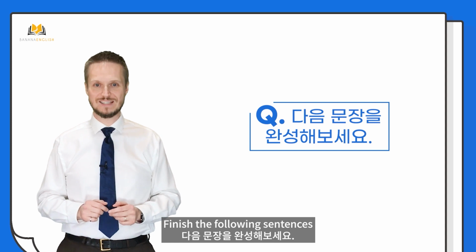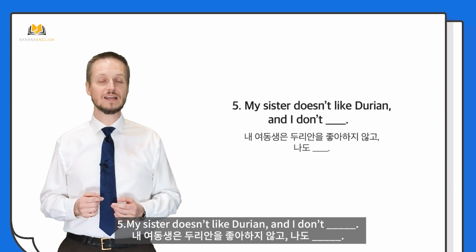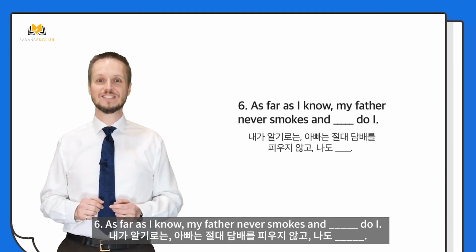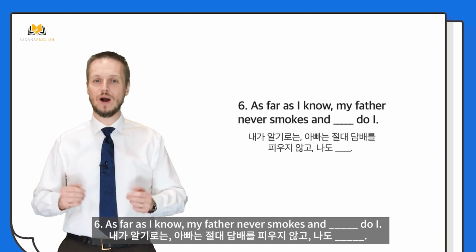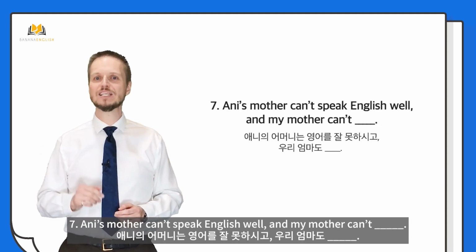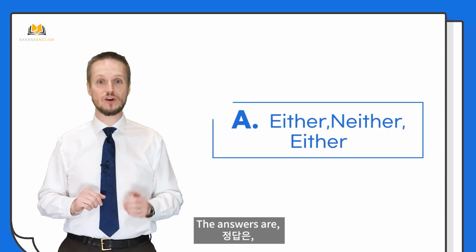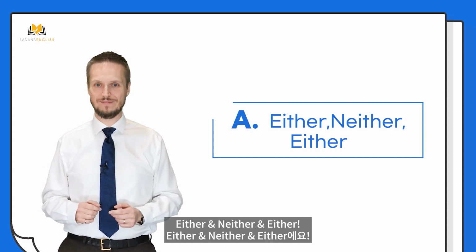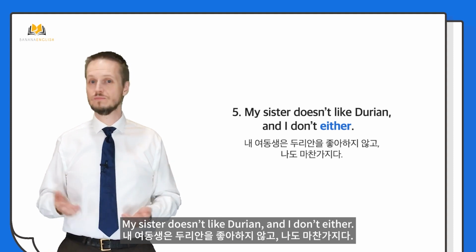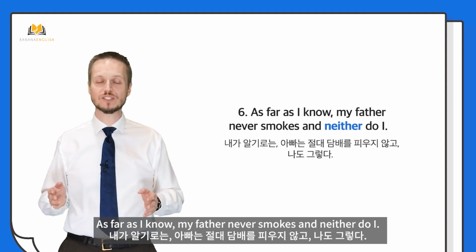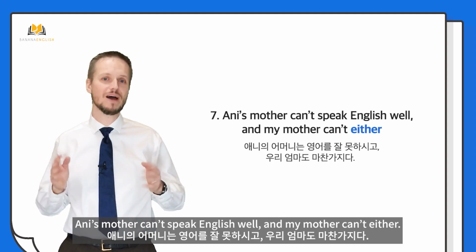Finish the following sentences. 5. My sister doesn't like durian, and I don't. 6. As far as I know, my father never smokes, and do I. 7. Annie's mother can't speak English well, and my mother can't. The answers are either, neither, and either. My sister doesn't like durian, and I don't either. As far as I know, my father never smokes, and neither do I. Annie's mother can't speak English well, and my mother can't either.